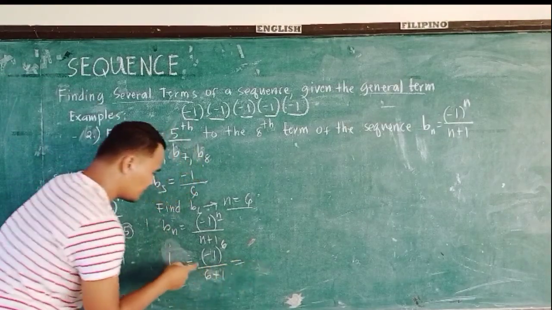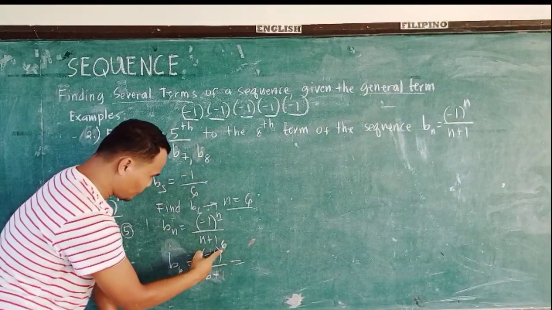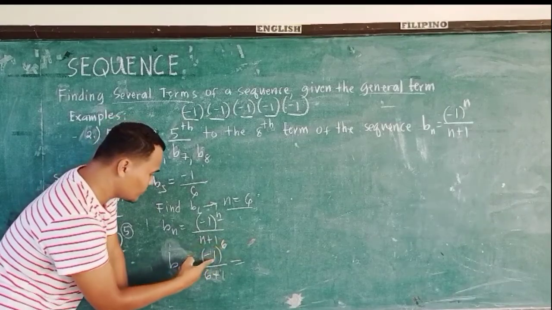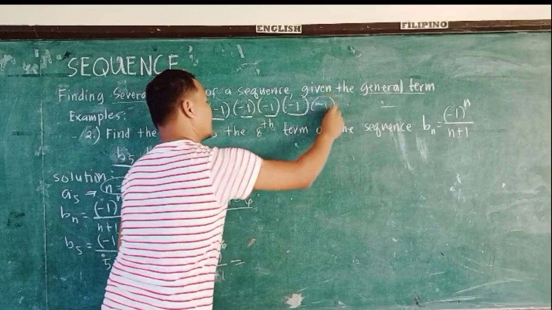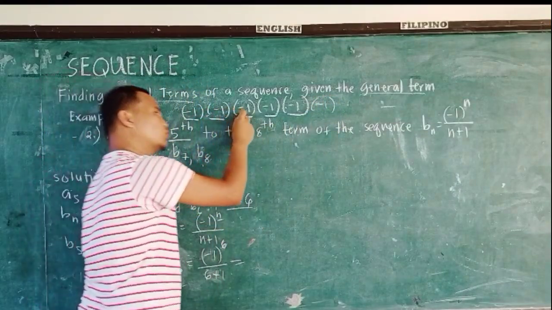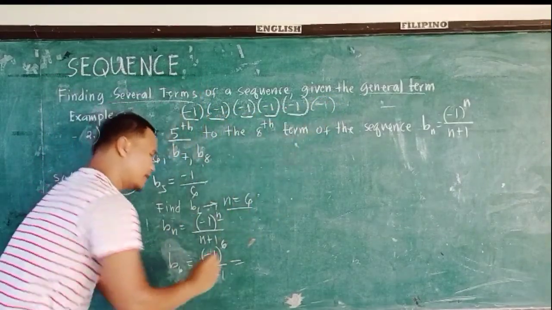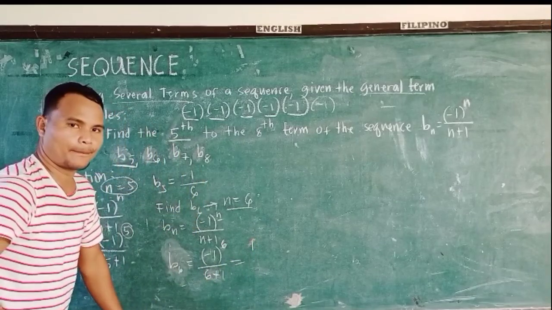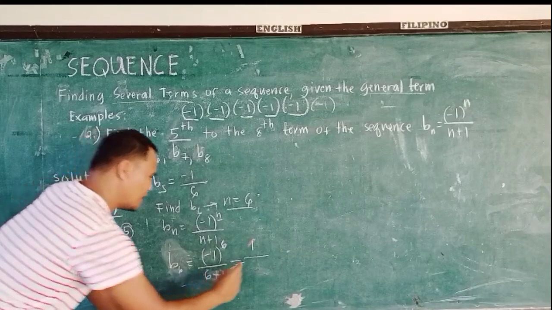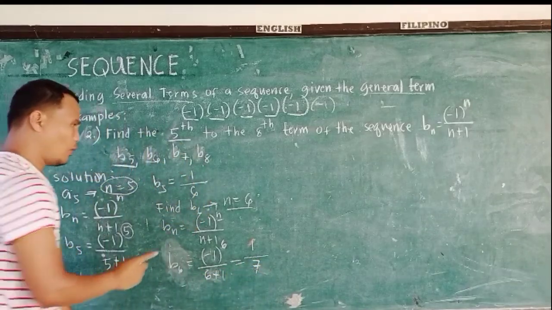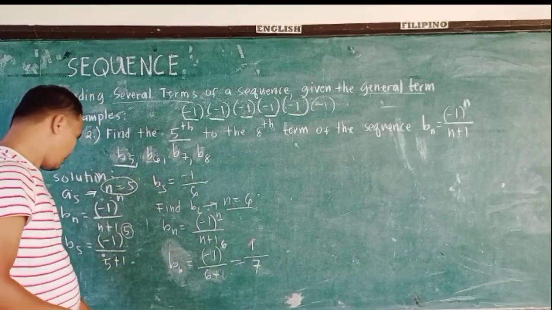Equals, the exponent here is 6. So we multiply negative 1 six times. When you multiply negative 1 six times, the result is positive 1. Over, add 6 plus 1, 7. That is our 6th term.